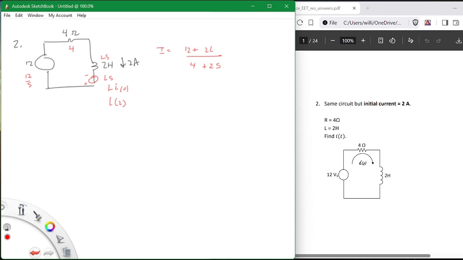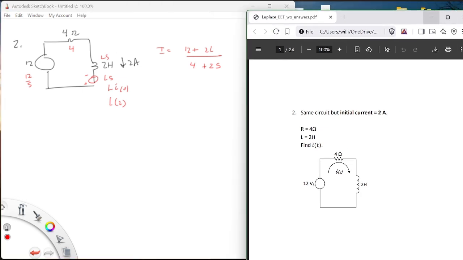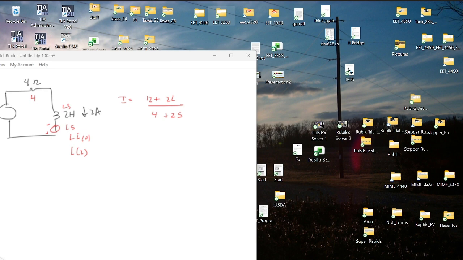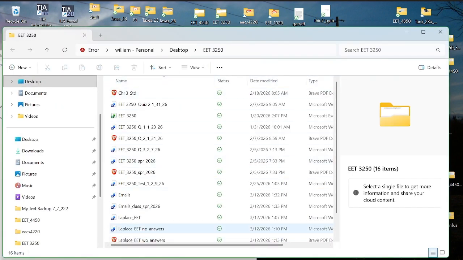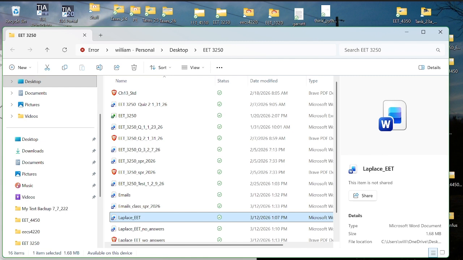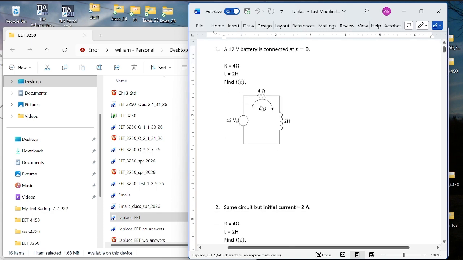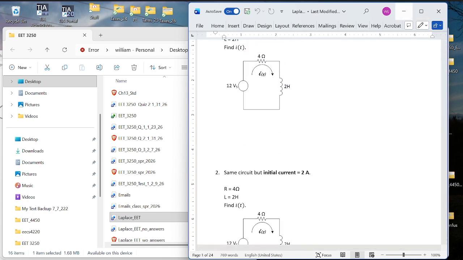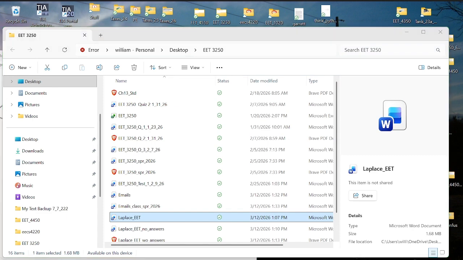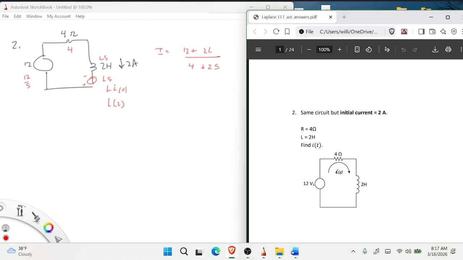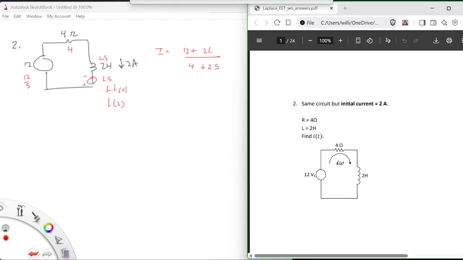Now I have the answers as well for these. So if we want to go back and look at the answers, let's see what the answer for this one is. This is cheating 101. So the answer for number 2. Oh, I don't have the answers. Dang it, I lost a few of them at the beginning. But this is the way you work this.